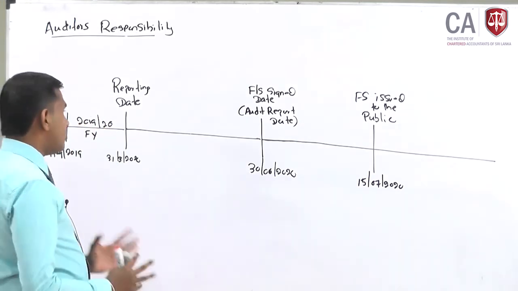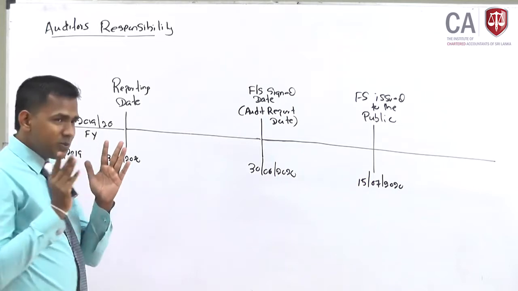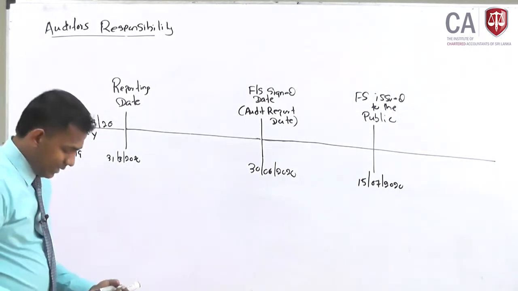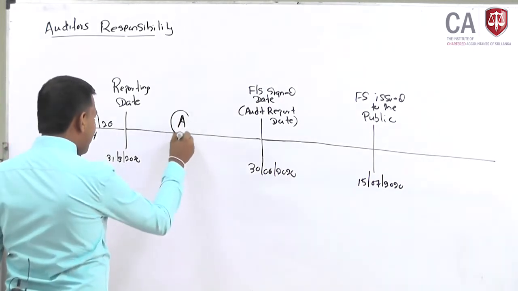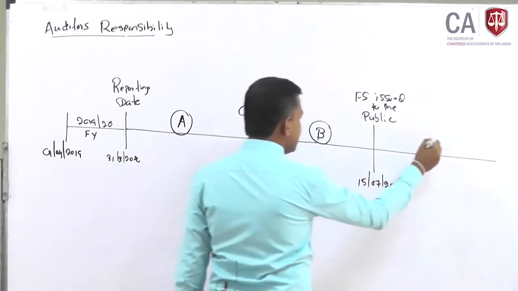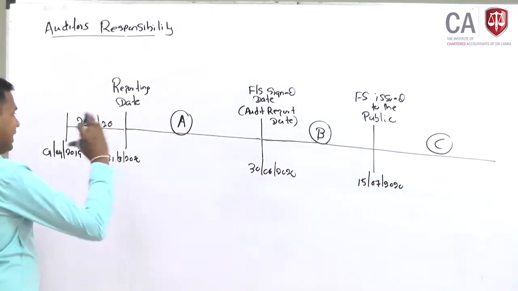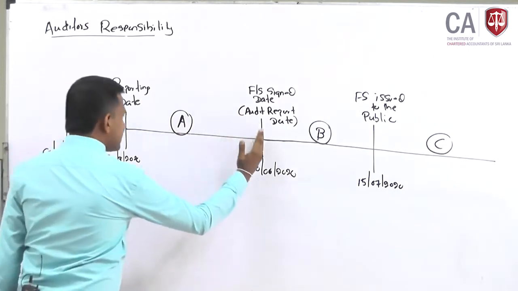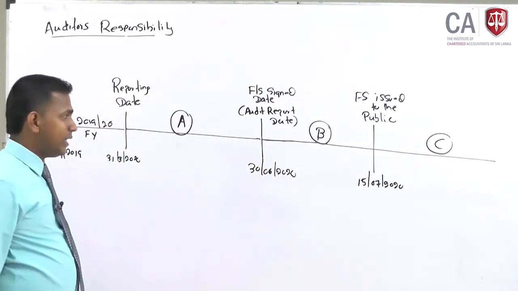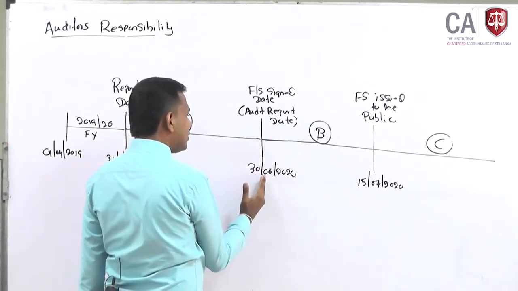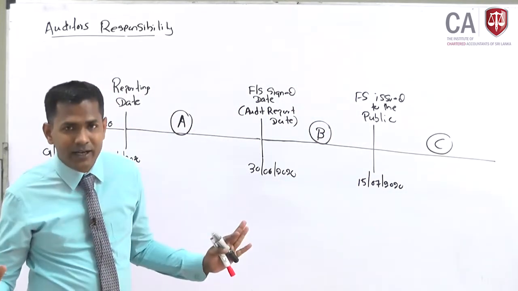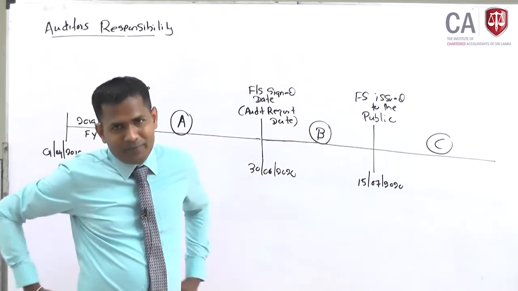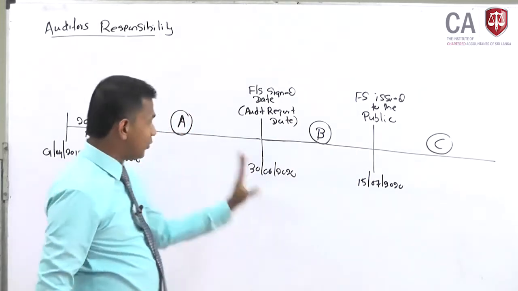Now, in order to explain, I will divide the auditor's responsibility on events happening after the reporting date into 3 categories: part A, part B, and part C. Any incident happening from the reporting date up to the finance statement sign date, the auditor's responsibility is different. If there is an incident happening from the finance statement sign date to the finance statement issued date, the auditor's responsibility is different. If there is an incident happening after the finance statements are issued to the public, the auditor's responsibility is different. So that is why I call them A, B, C. You also have to put this short note properly.